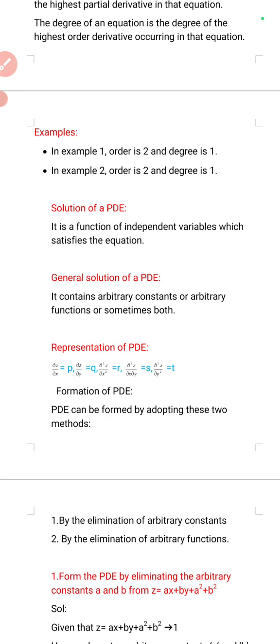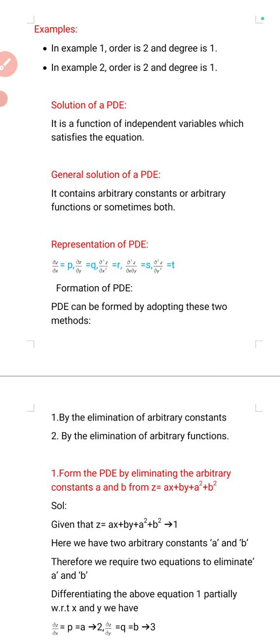After seeing these concepts, one doubt comes to you. Can we form a partial differential equation? Is it possible for us to form a partial differential equation? Yes, it is definitely possible for us, but we have to follow two simple methods. What are the two simple methods we have to follow?